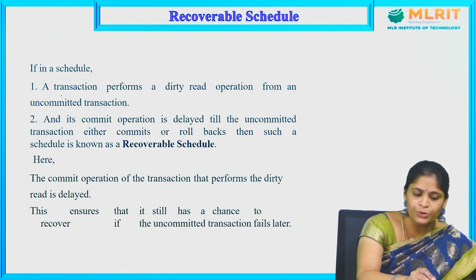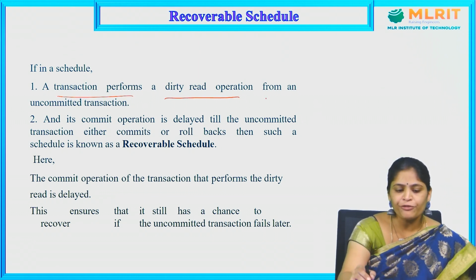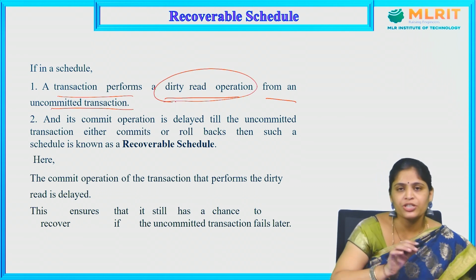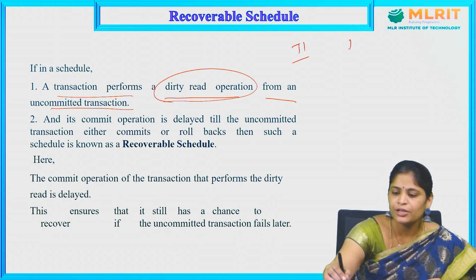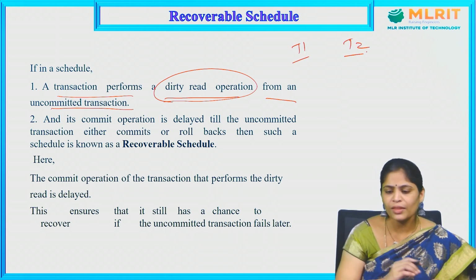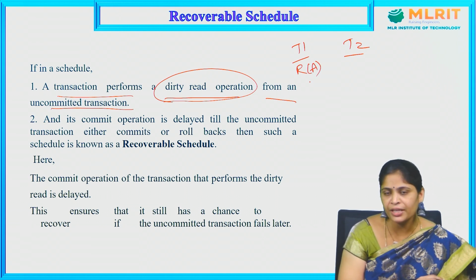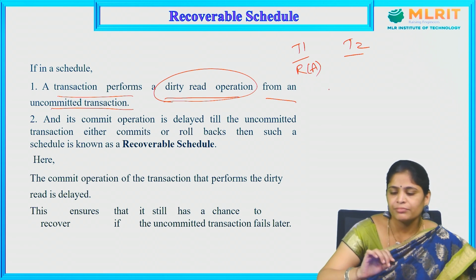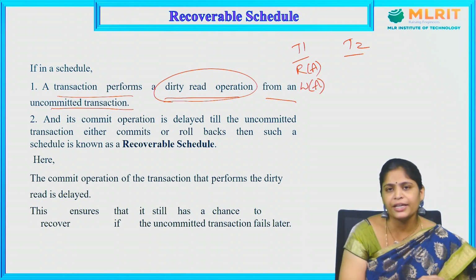So if in a schedule a transaction performs a dirty read operation from an uncommitted transaction. So what is a dirty read operation here? Let us consider it with a simple example. Let us consider two transactions, T1 and T2. Here I am reading a data item A. Then the next operation is writing this data item A. Writing is nothing but updating.